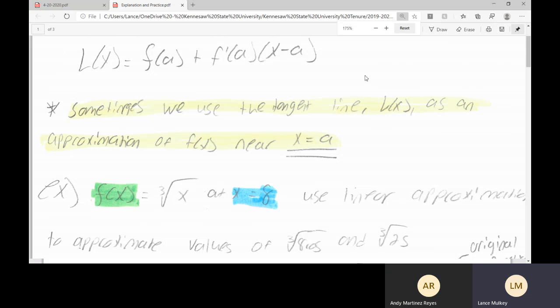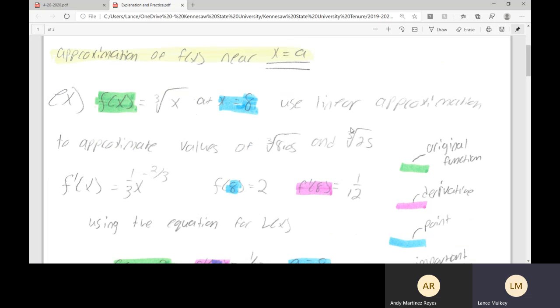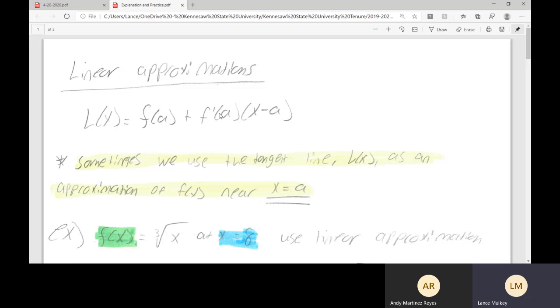Anyways, so the example I used, I tried color coding this. It didn't show up well on here. It kind of aggravated me. But the example is f of x equals cube root of x at x equals 8. We're going to use a linear approximation to approximate the values at cube root of 8.05 and cube root of 25, just to see. So you start out, you find the first derivative because you need to plug in everything to this formula. So you need f of a, where x equals a, so this is a.